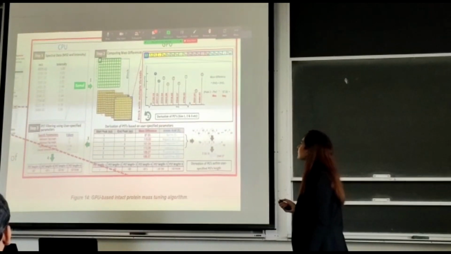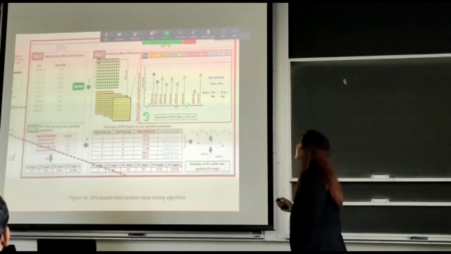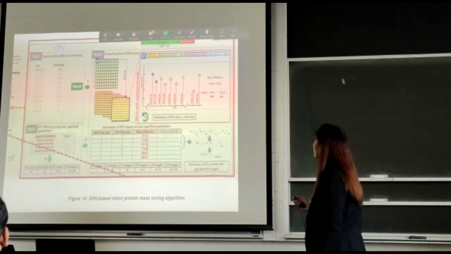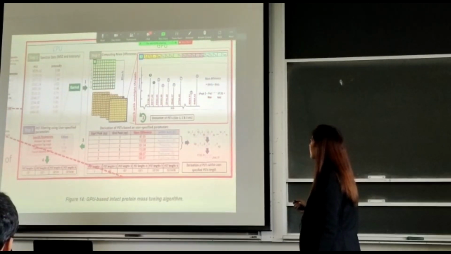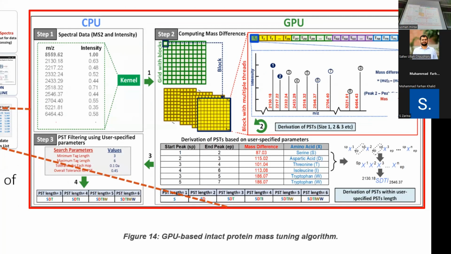Using these PhD ladders, they're first transferred to CPU, where they're filtered based on the user's specified PhD length. So what's this intensity? This is spectral data. It has MS2s and the abundance of these MS2s, which is reported as intensity.